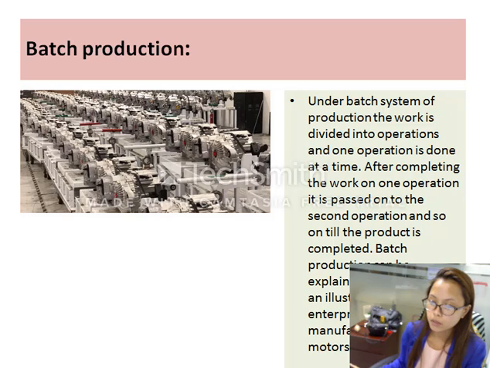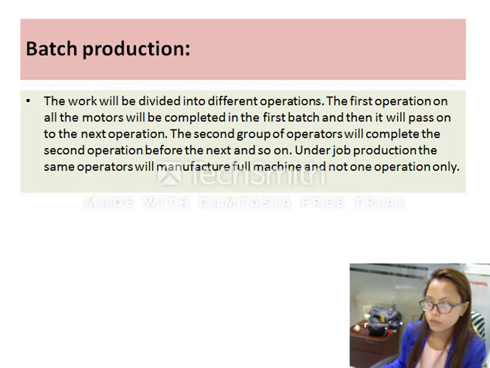An enterprise wants to manufacture 20 electric motors. The work will be divided into different operations. The first operation on all the motors will be completed in the first batch, and then it will pass on to the next operation. The second group of operators will complete the second operation before the next, and so on. Under job production, the same operators will manufacture full machine and not one operation only.